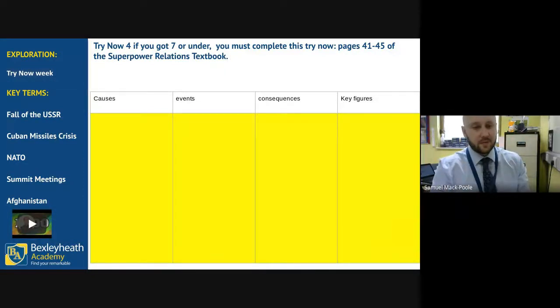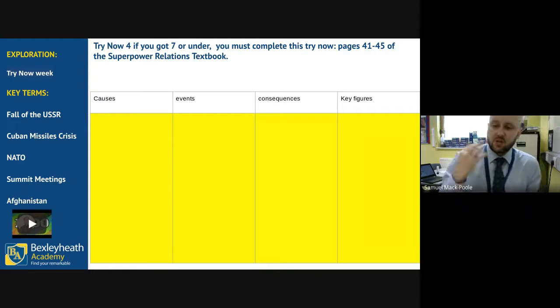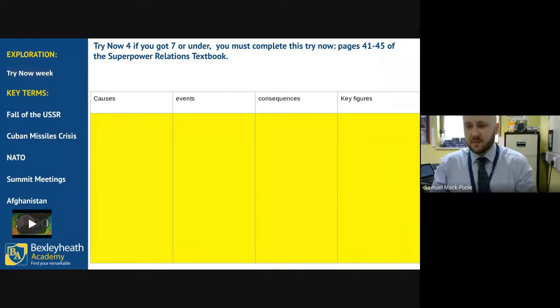Yo, Mr. Mack-Poole. Summit meetings, try now 4. Explain the importance of those summit meetings. So your try now is to fill out the causes, events, consequences, and key figures of the summit meetings. What I'm going to do is go through these summit meetings with you and discuss the implications. But I want this grid fully filled out for your revision purposes. This is your try now.